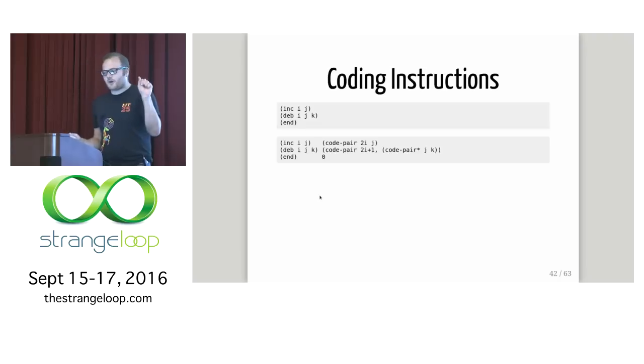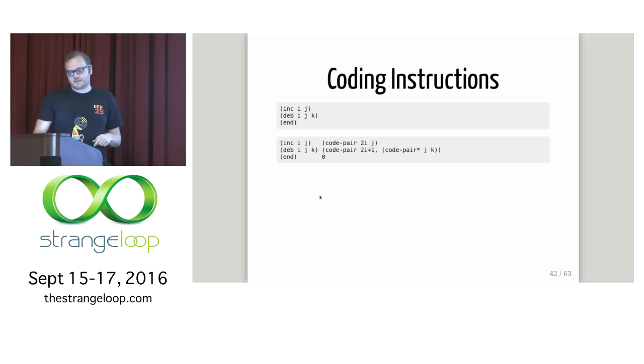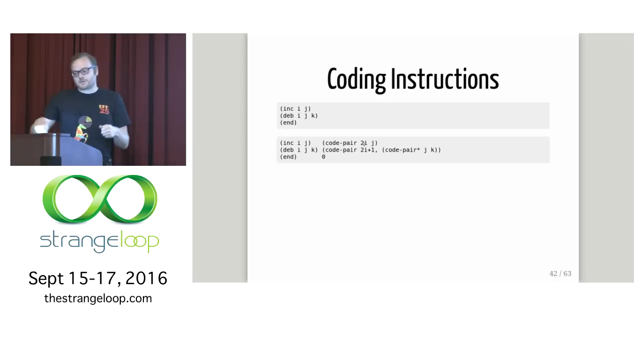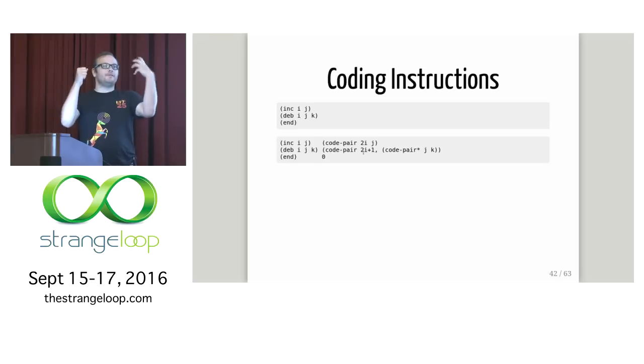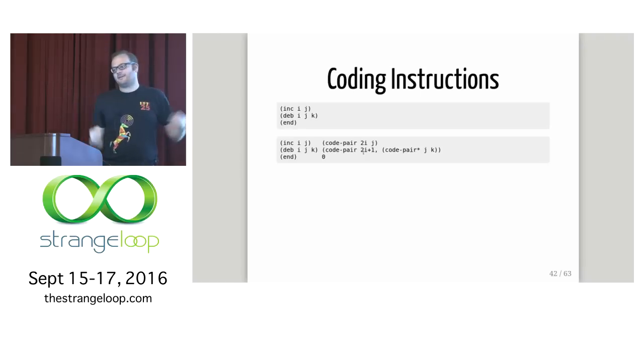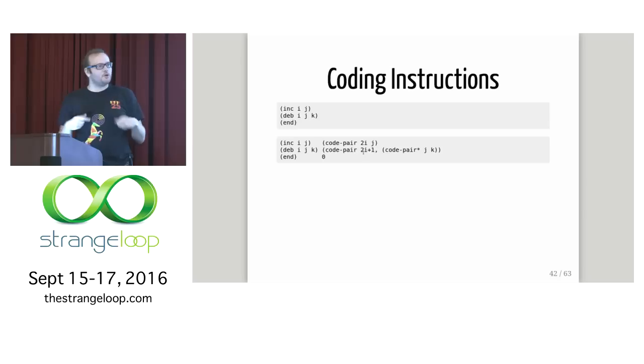So if you code an inc instruction as a pair of numbers, because we've doubled it, you see we've got 2i, we're saying that's an inc instruction. If the first thing is even, then it's an inc instruction. The second thing is actually just the j part of the inc instruction. Otherwise, because we do 2i plus 1 when we code the deb instruction, we know that when we decode it, the left thing is the first number. The right thing is the pair that represents the j and the k. And we use 0 again as a special case. We excluded 0 from our code pairs, so we can treat end as a special case as well. So then we can code instructions. And then it's kind of trivial.